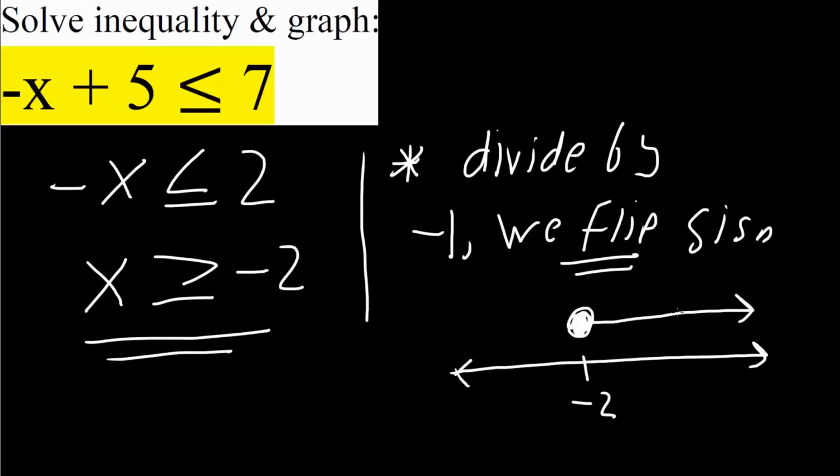And we can actually check this problem. Let's say I plug in 0. So x is 0. If x is 0, we say 5 is less than or equal to 7. And that's a correct statement. 5 is less than 7. And so that's the answer for this and this.